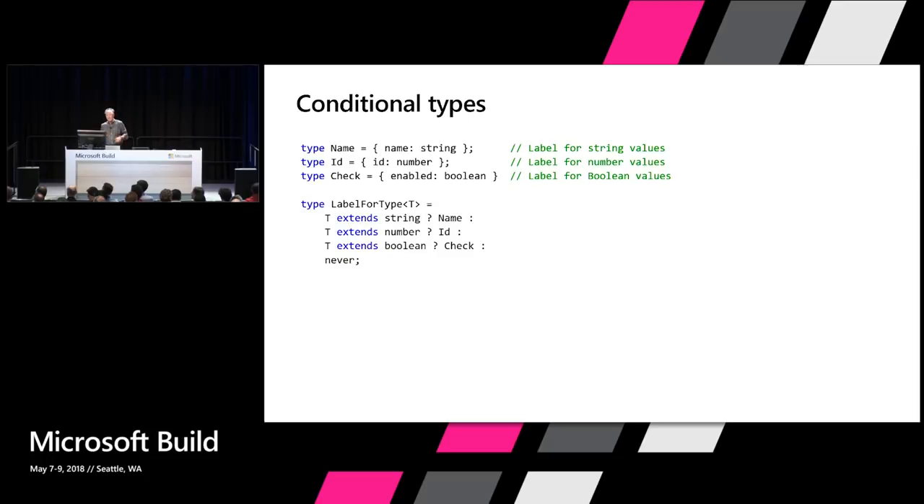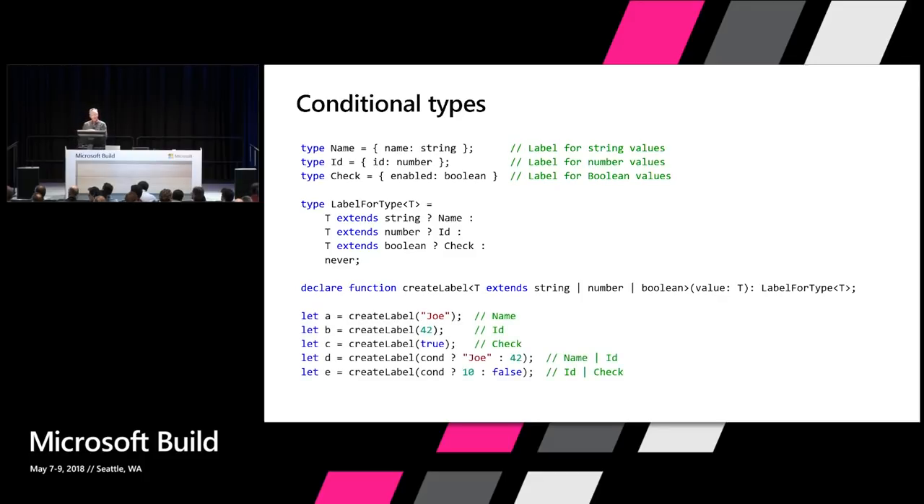So here we can declare a label for type. So I give you a T, and then when T extends string, I want you to give me back name. And when T extends number, I want to get ID. And when T extends Boolean, I want to get check. Otherwise, this should never happen, is what this type says. And now I can declare create label as just, it takes some T, that is a string or number or Boolean, and then it gets back a label type that corresponds to that type, right?